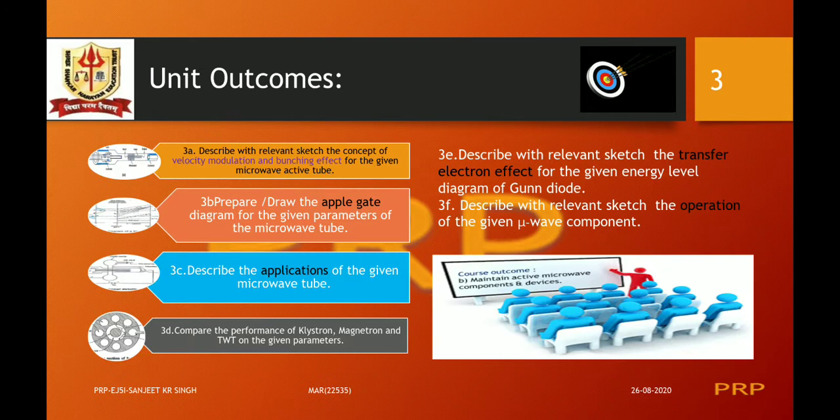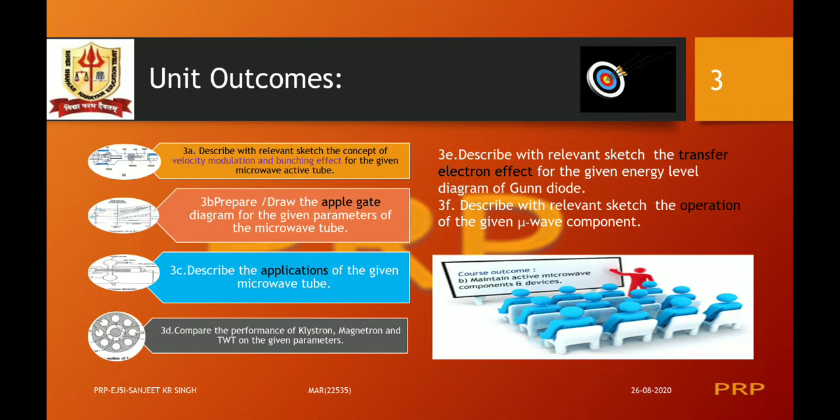The learning outcomes: first is to describe with relevant sketch the concept of the velocity modulation and bunching effect for the given microwave active tube. Secondly is to prepare or draw the Applegate diagram for the given parameters of the microwave tube, and thirdly applications of the given microwave tube. Then fourth, comparison of the performance of klystron, magnetron and TWT on the given parameters.